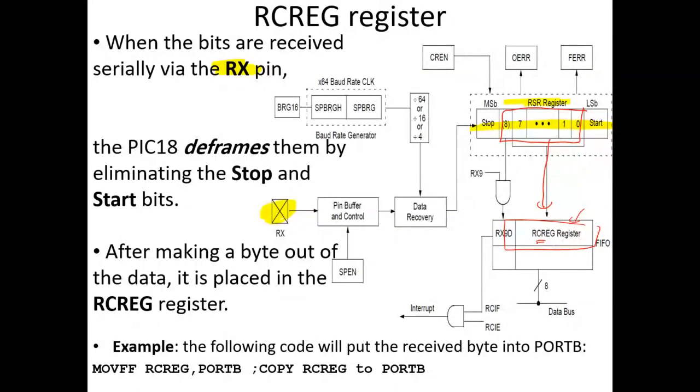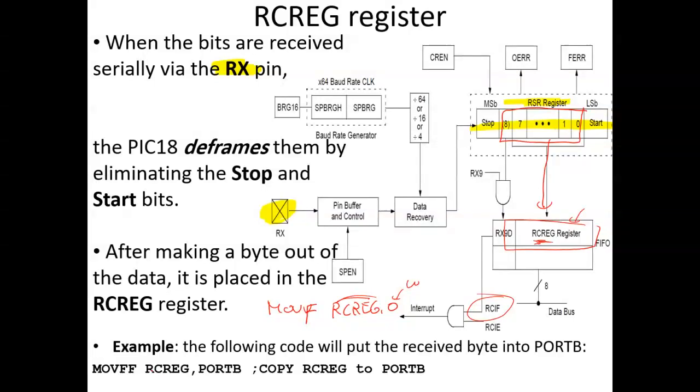So how do we read the data from the RC register? We can wait for the flag RCIF to be 1. If the flag is 1, that means there is data available in the RC register, and we can read it. We can use MOVF if we want to send the data to the work register: MOVF RCREG, 0. This will move the value of the RC register to the work register.